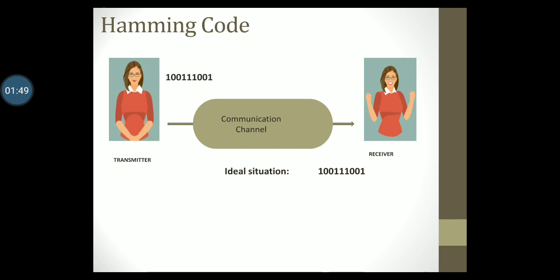Now here there can be two possibilities. The code can be received correctly or the code can be received incorrectly. Let us assume that the code has been received incorrectly. So instead of receiving 100111001, the receiver gets the data as 100110001. Clearly note that one bit has changed from 1 to 0. I have highlighted this bit in red. Now let us see how the receiver can decode this to find and correct the error.